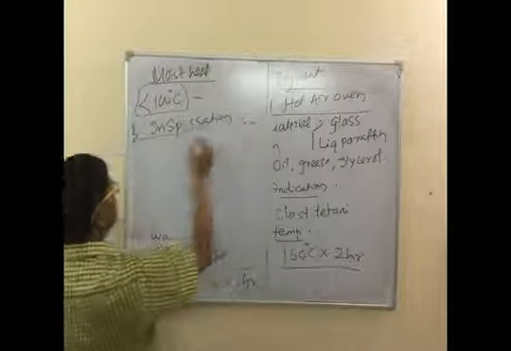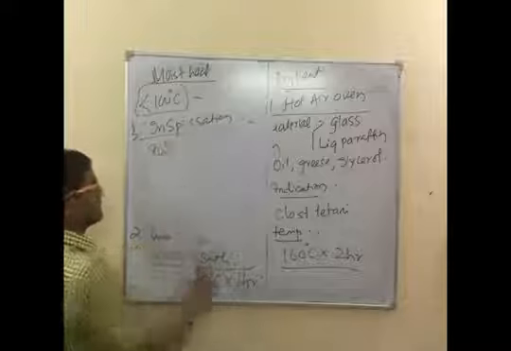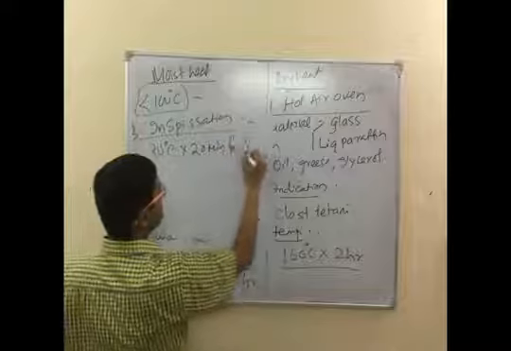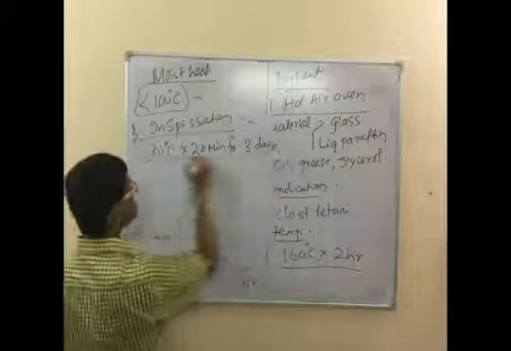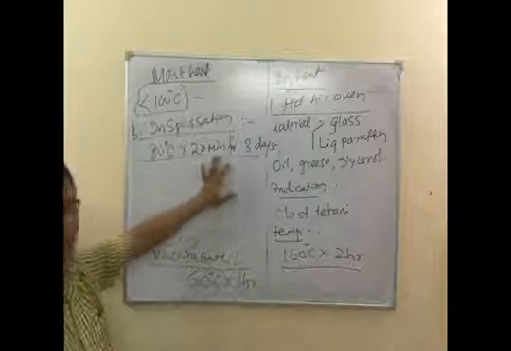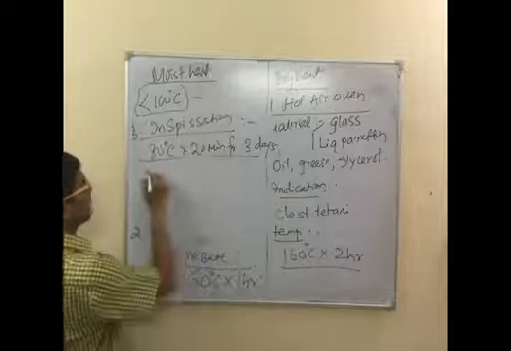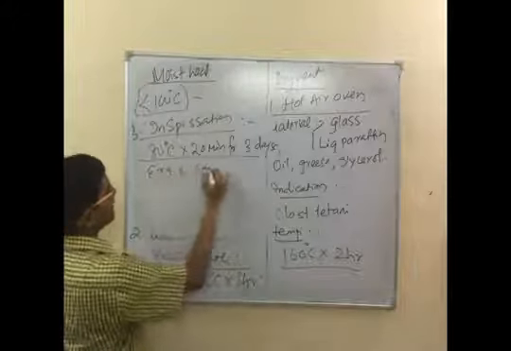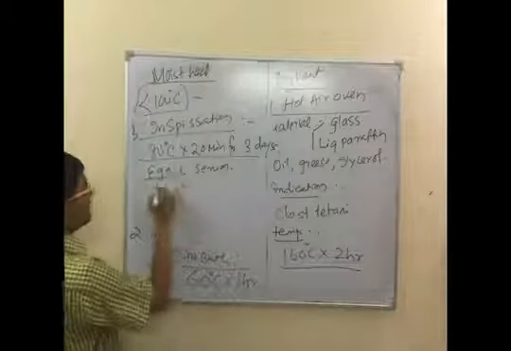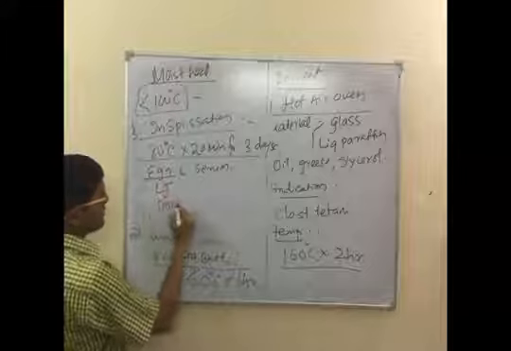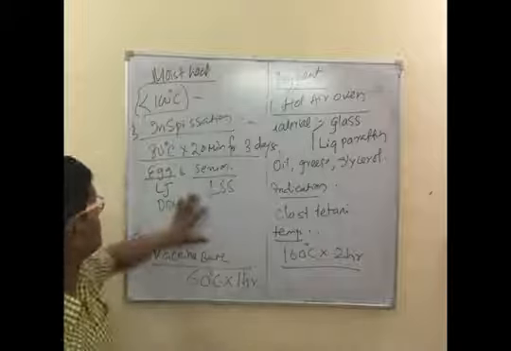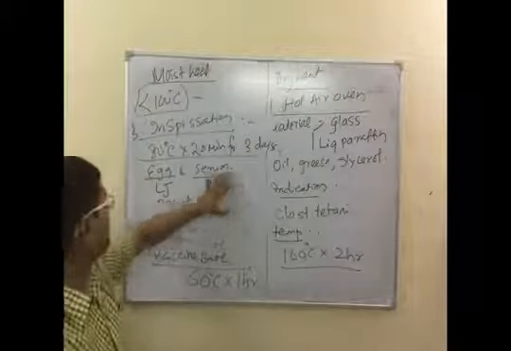Inspissation is done at less than 100 degrees, approximately 80 degrees centigrade for 20 minutes for 3 consecutive days. So this is the temperature to maintain: 80 degrees centigrade for 20 minutes for 3 consecutive days. This is useful for egg and serum containing media, which would be destroyed by higher temperature. Egg containing media like LJ medium and Dorset egg medium, and serum containing media like Loeffler's serum slope, should be disinfected by inspissation.